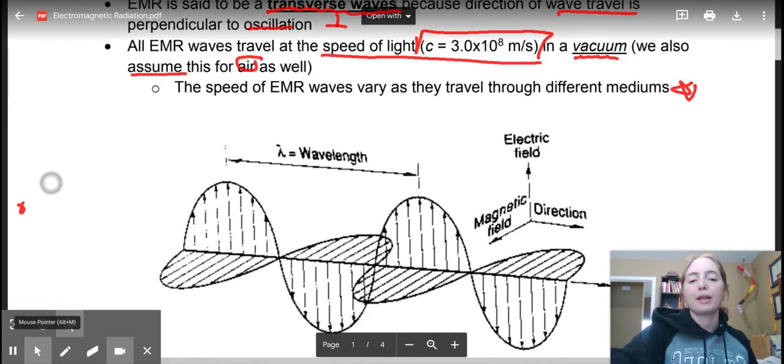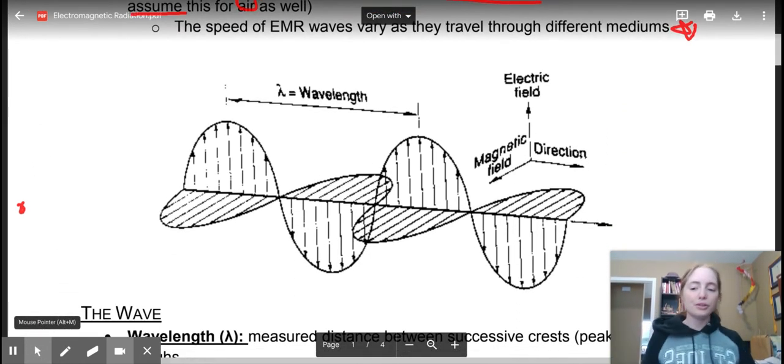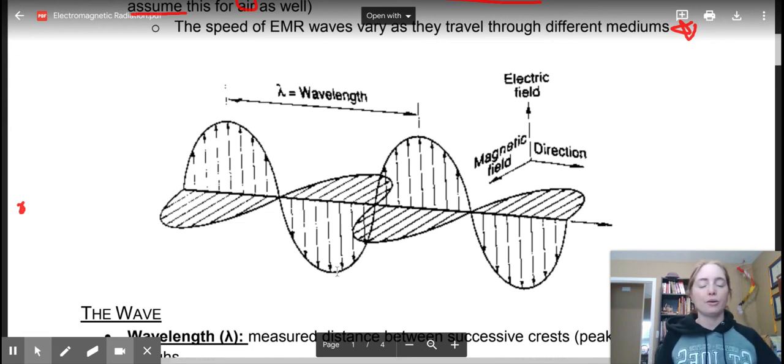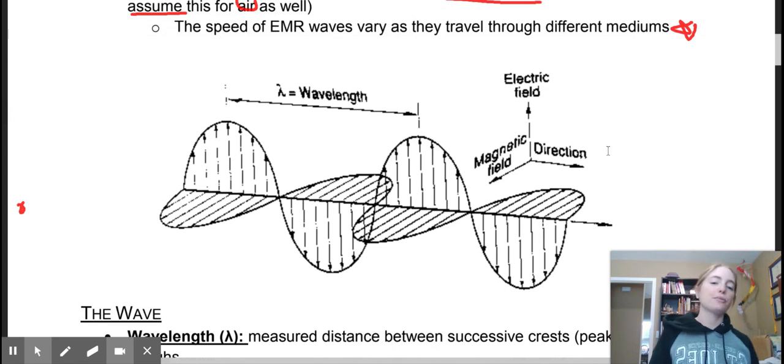Okay. All right, so what we're going to do, ladies and gentlemen, is label a few things on our lovely EMR diagram here. So you can see here with our little label thing that we have the 3 perpendicular lines. In this particular wave, the electric field is going up and down, the magnetic field is going side to side, and the direction of motion is that way. So we have 3 perpendicular lines here.